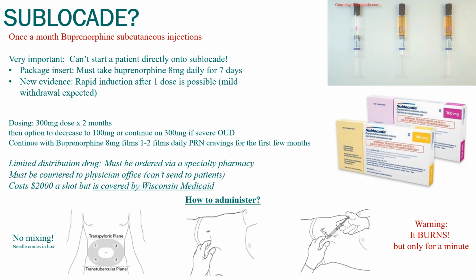What you do is you grab a piece of skin of subcutaneous fat, as seen in the picture there, in the transpyloric and transtubercular plane, as shown. And you inject it at a 45-degree angle as fast as you can into that subcutaneous fatty tissue. I will warn you that it burns. Patients will say that, that it really hurts. Some people say it feels like being stabbed. Some people say it just really, really burns, but it only lasts a minute. And people that are on this medication recognize it as life-saving and they will come back regularly.